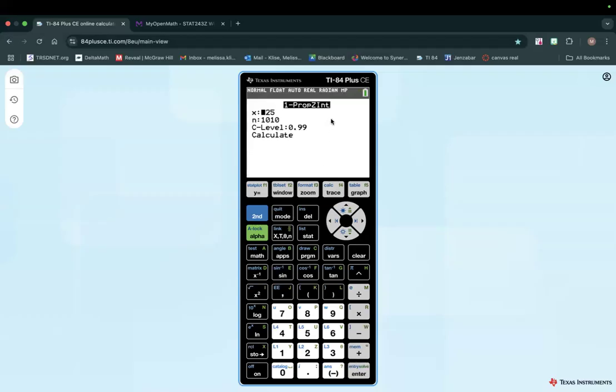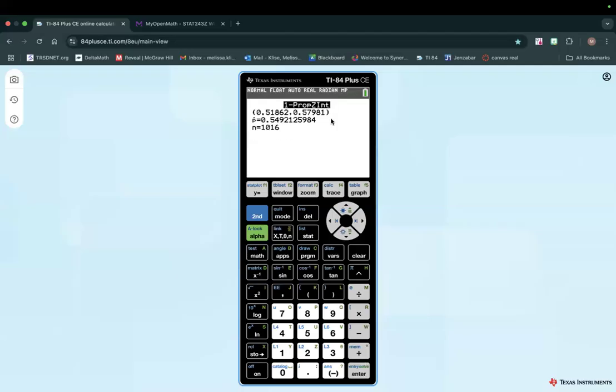So what it wants from me is the number of people that said yes. So it was 558. And then it wants the sample size, 1016. That's my sample size. And it wants the confidence level. My confidence level here is 95%, so 0.95. That's all it needs from me.